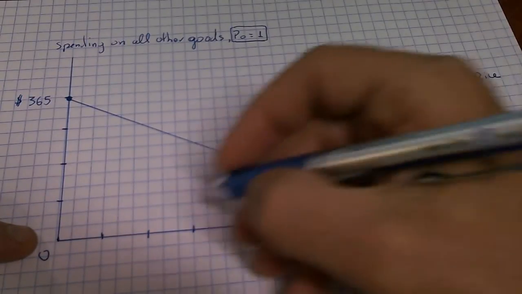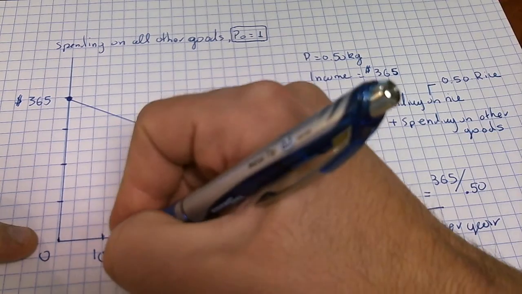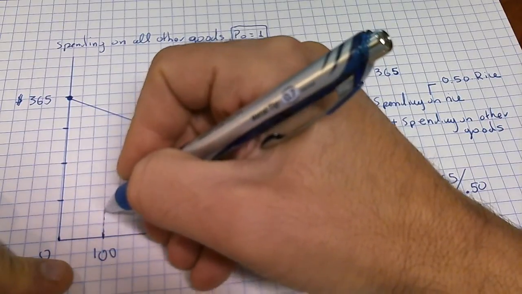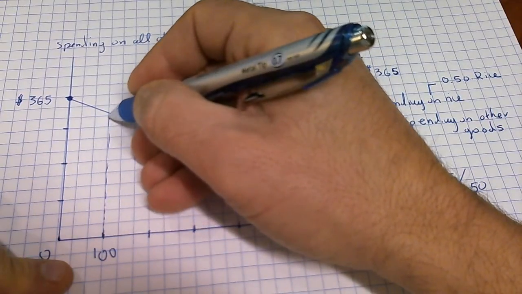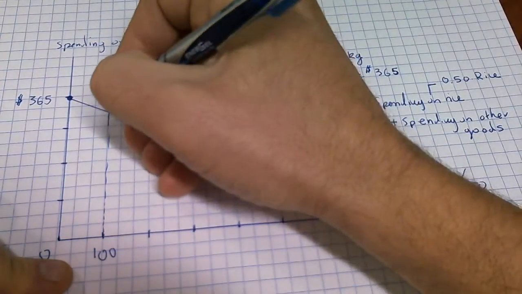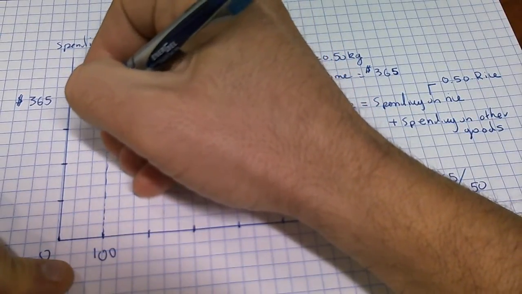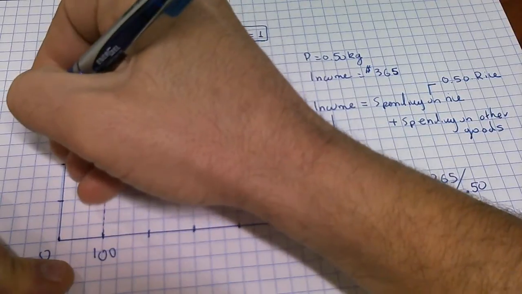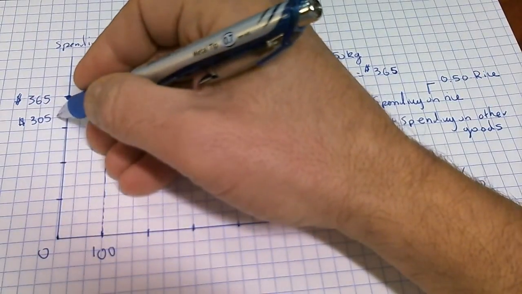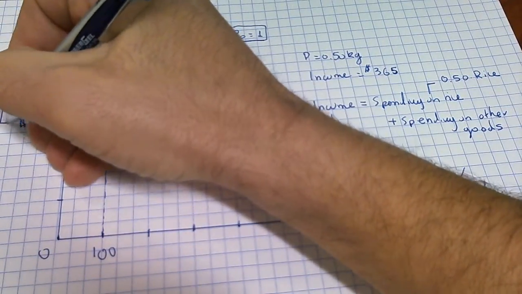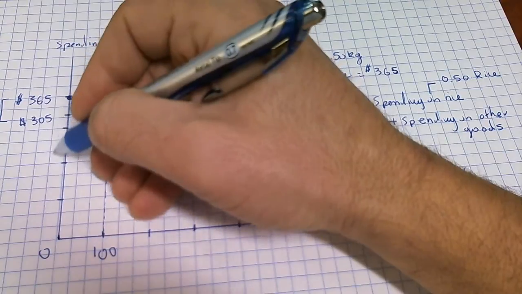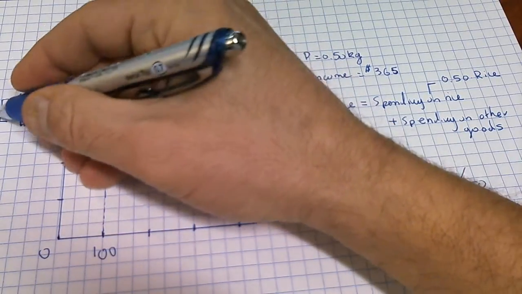Let's say he can buy 100 kilograms of rice. Then he's going to spend $50 on rice, right? Because it's 50 cents a kilogram times 100 kilograms, $50, and he will spend $305 on other goods, right? So $305 on other goods, and the $50, the difference between the two, is the spending on rice. So you can see the spending on other goods and the spending on rice.